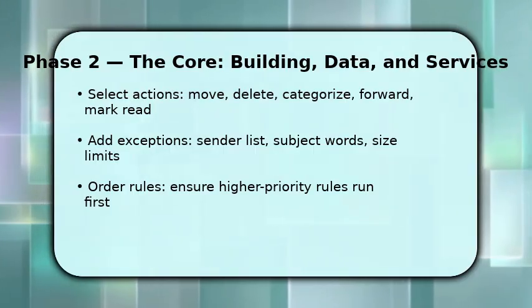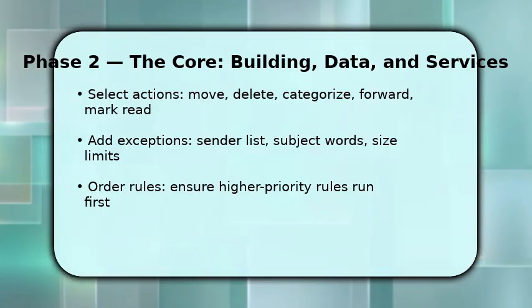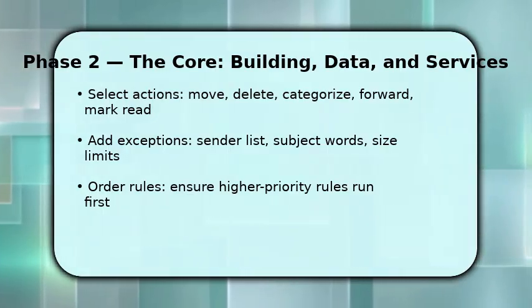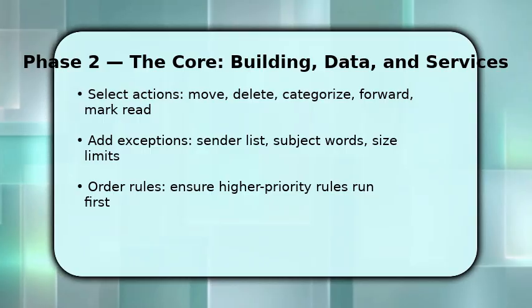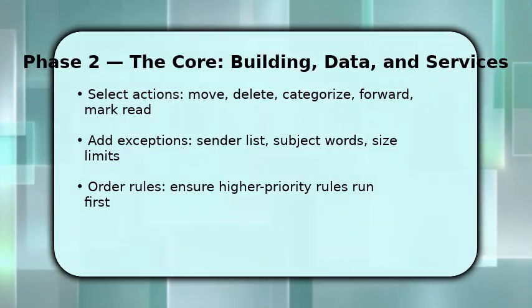Choose one or multiple actions: move to folder, forward to another address, set category, or mark as read. Once done, add exceptions to prevent false positives. For example, exclude internal senders or messages over a size threshold.